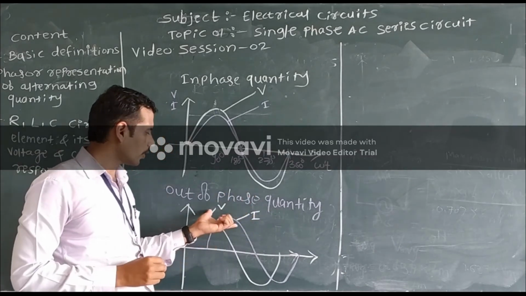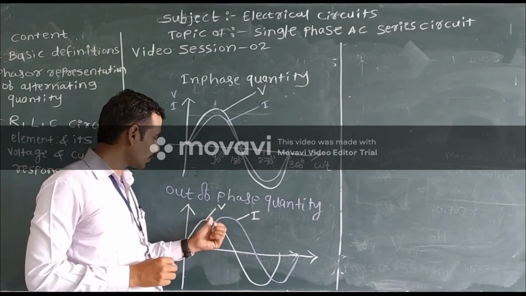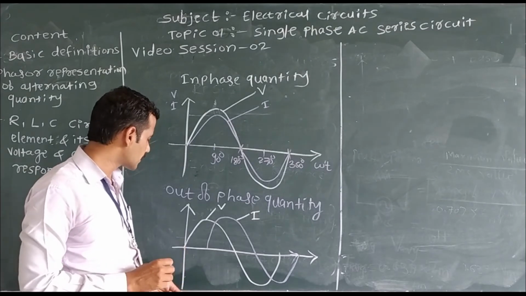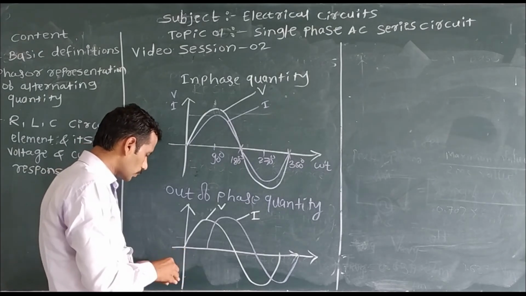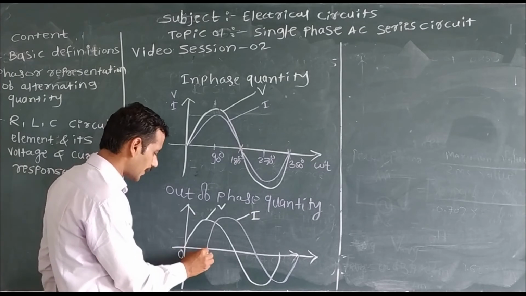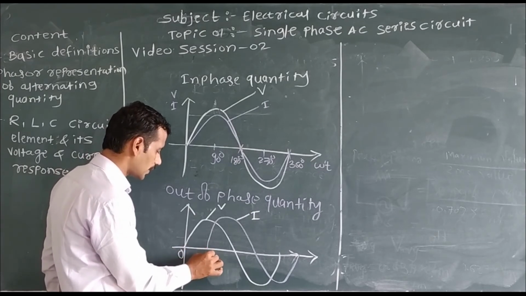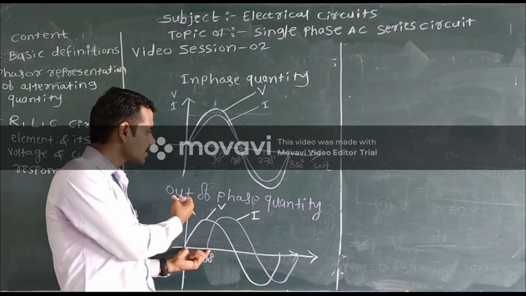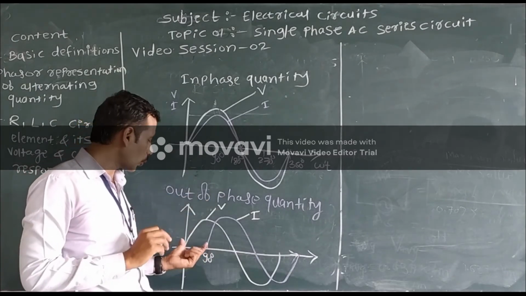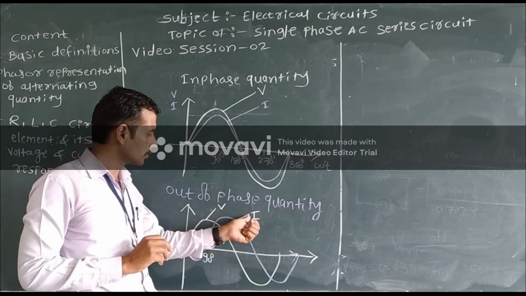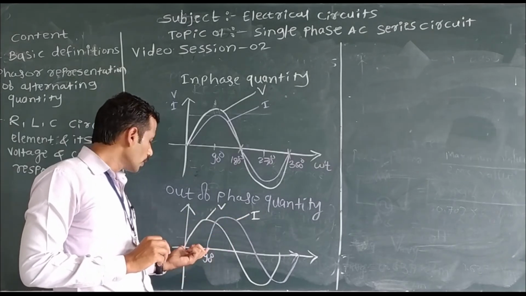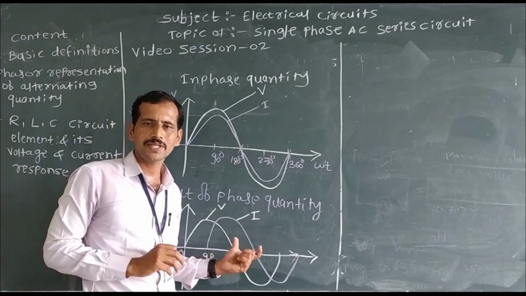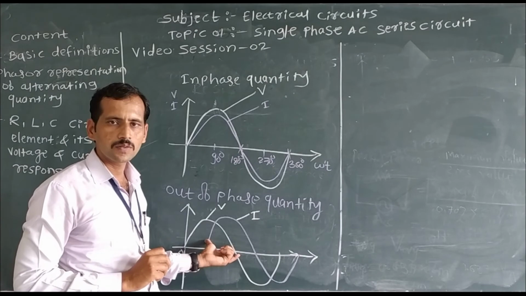If two alternating quantities reach their zero and maximum at a different time period, that is known as out of phase quantity. Means here at zero voltage is starting, but at 90 degree current will start. So both will start in a different time period. Therefore, it is known as out of phase quantity. Means if two alternating quantities, that is voltage and current, reach their zero and maximum value at a different time period, then it is known as out of phase quantity.